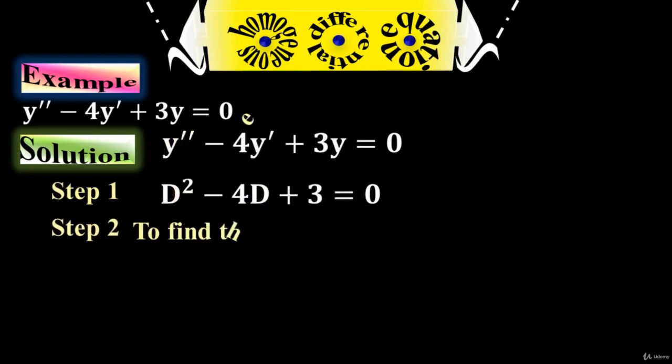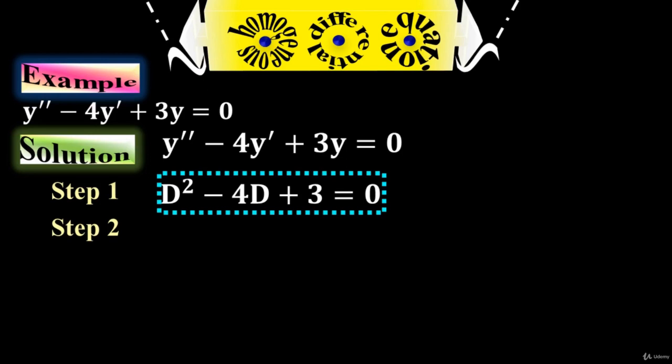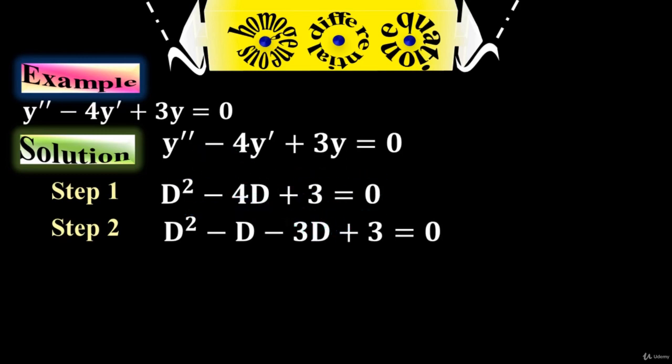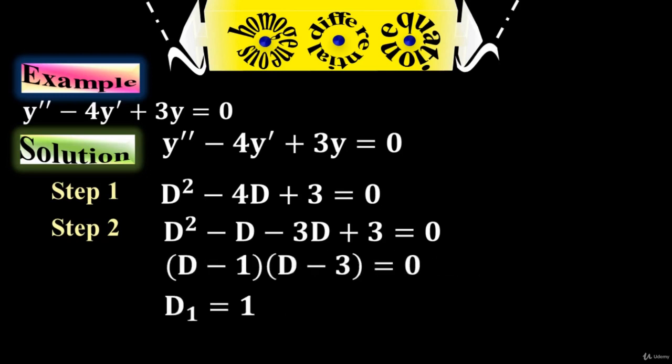Step 2. To find the roots. Can I factorize this equation? Yes, I can do factorization. Just factorize it to have D squared minus D minus 3D plus 3 equals 0. Solve the equation, and finally I got D sub 1 equals 1 and D sub 2 equals 3. These are the roots that I got in step 2.